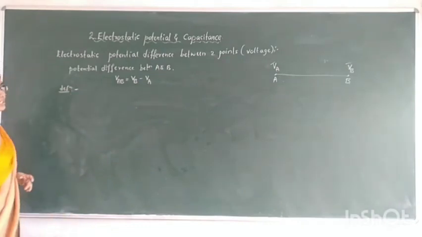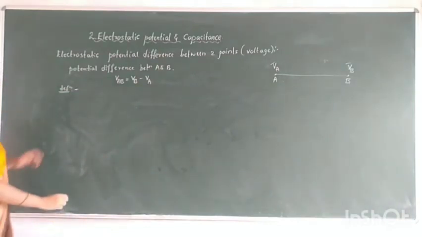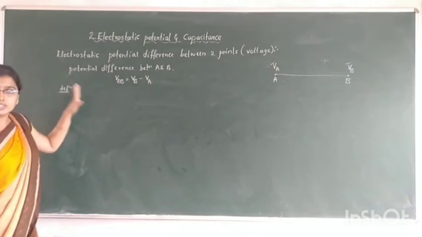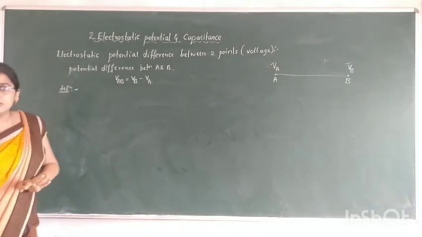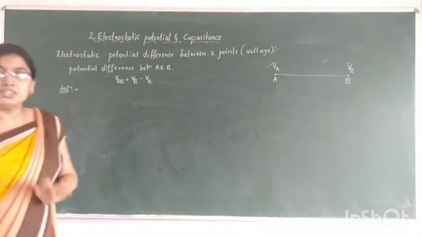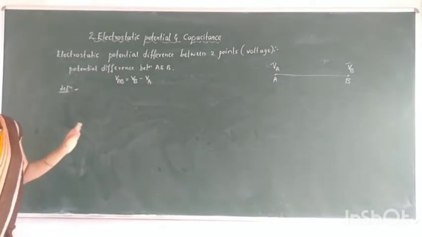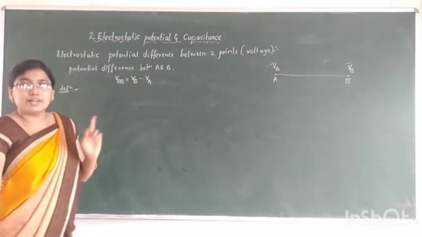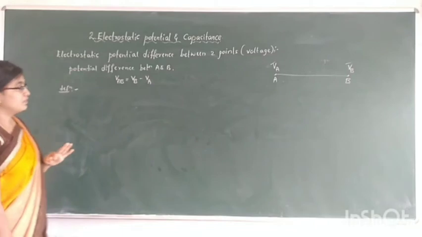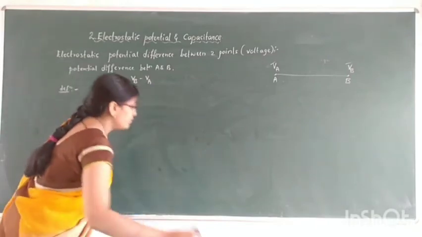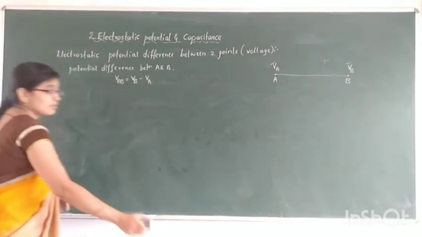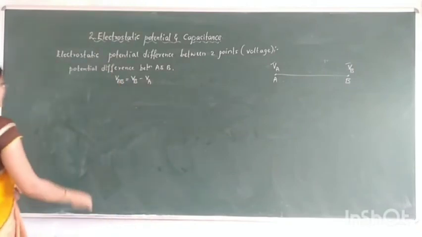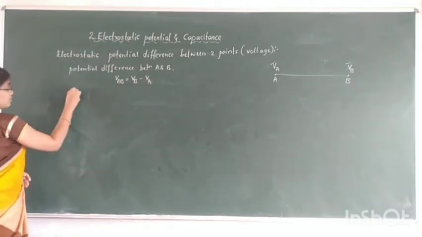The properties are the same as follows. Electrostatic potential is a scalar. The SI unit is volt, and the dimension formula is the same as that of electrostatic potential. Now, the electrostatic force is conservative.